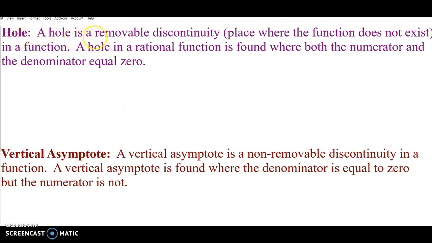A hole is a removable discontinuity. You might see that phrase later on. It's a place where the function does not exist. A hole in a rational function is found where both the numerator and the denominator equal 0. You'll find your x value for that hole, and we'll talk about how to find the y value shortly. A vertical asymptote is a non-removable discontinuity in a function. A vertical asymptote is found where the denominator is equal to 0, but the numerator is not.